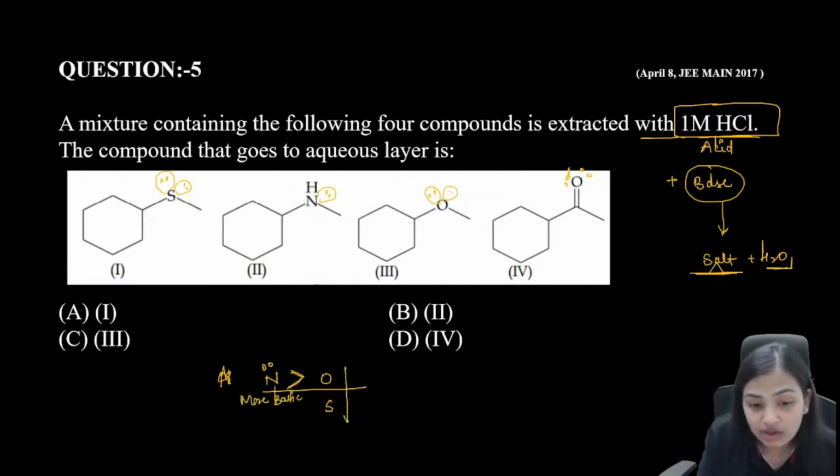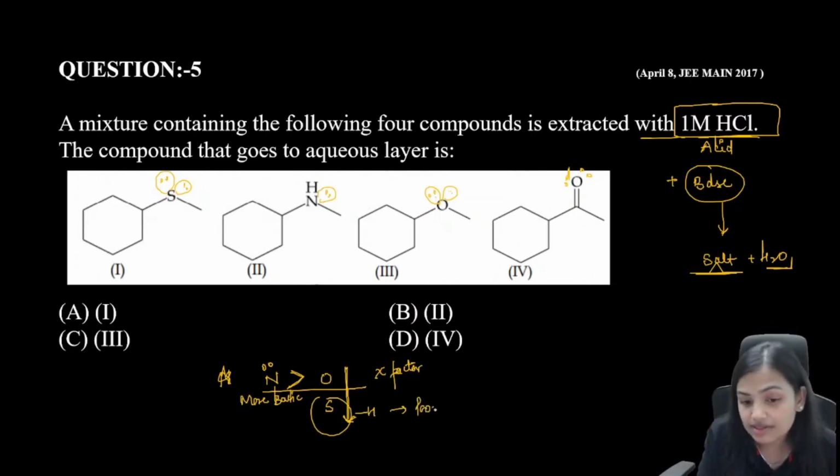And as you go down the group, the size of the atom increases. So the bond with the H will become unstable. So the bond strength decreases. So it will not be a good proton acceptor. The sulfur is not a good proton acceptor. So it's a poor base. Got it? So that's the reason.